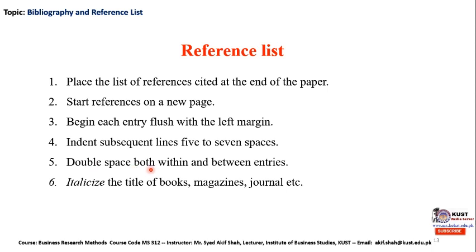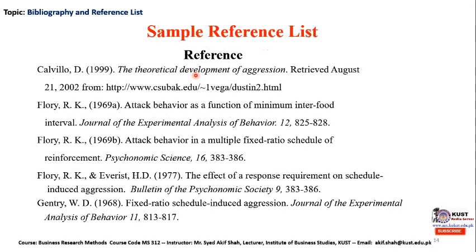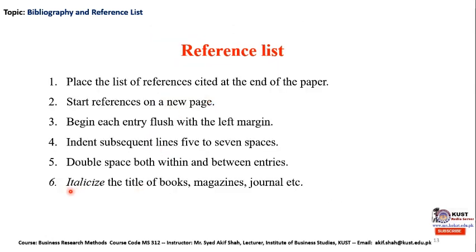Fifth point is double space both within and between the entries. There must be the double space between the references, reference lines and between the words. And finally, italicize the title of the books, magazine, and journal. While referring journals, books, or magazine, the title of the books, magazine, and journal must be italicized as mentioned in our final slides.